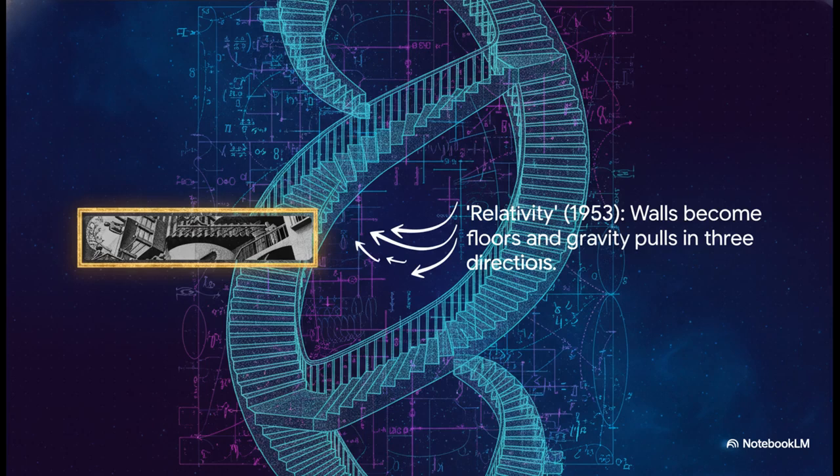And at first glance, yeah, it's just a busy scene. But really look at it. You've got people walking upstairs while other people are walking down them on the exact same surface. Walls are floors, floors are ceilings, and gravity, well, it seems to be pulling in three different directions at once. It's this world that feels perfectly logical and completely impossible, all at the same time.